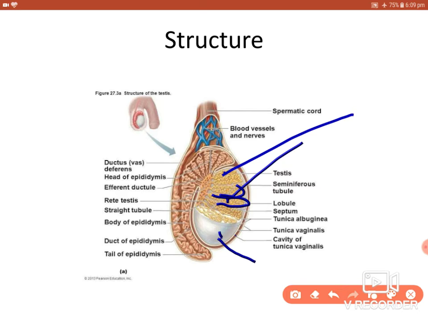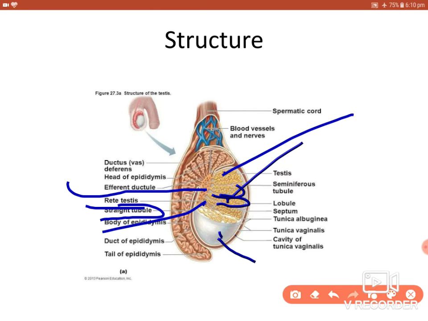Then posteriorly, the seminiferous tubules converge to form straight tubules. Here you can see the straight tubules. The coiled seminiferous tubules converge to straight tubules, 20 to 30 in number, which form a network at the posterior end, that is the hilum of the testis. There the connective tissue is dense, and that is called the mediastinum testis. The network of these tubules forms the rete testis.